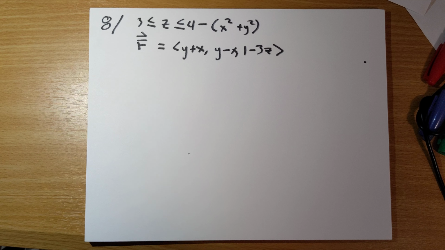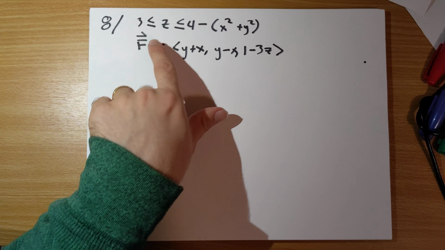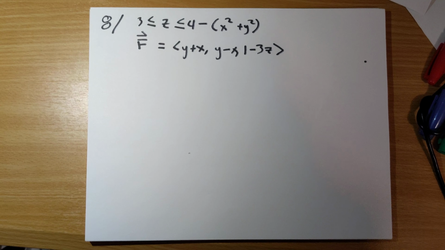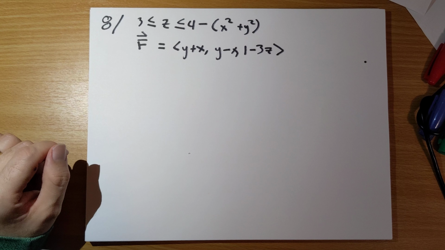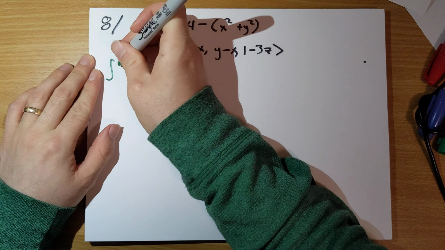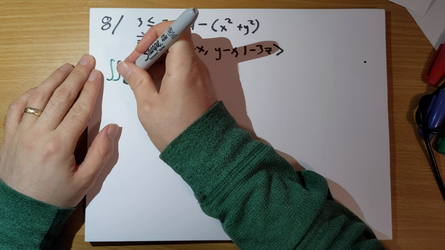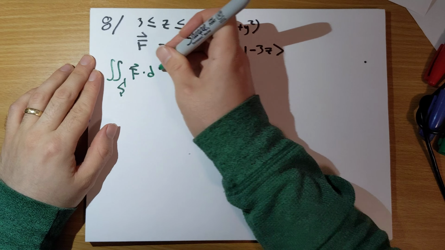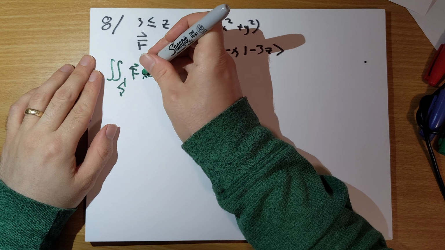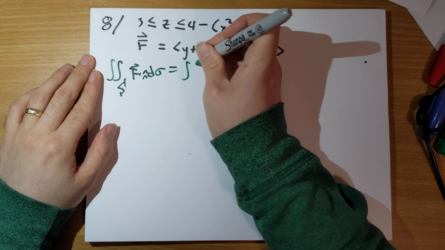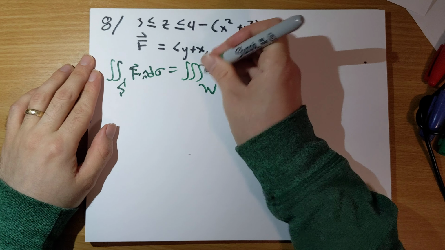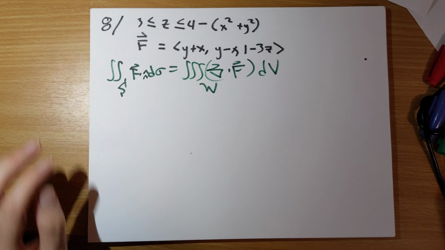Problem number 8. W is the solid region right here. S is the boundary surface. F is this vector field. We need to verify the divergence theorem, that the double integral over S of F dot n d sigma is equal to the triple integral over W of the divergence of F dV.